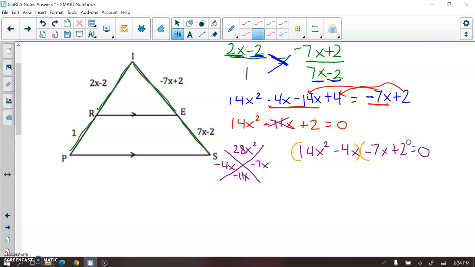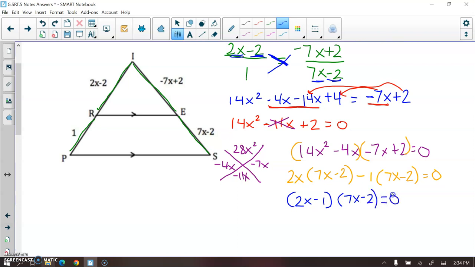Using grouping, and then factoring out the GCF. My GCF out of my first two is a 2x. I'm left with a 7x minus a 2. I would need to factor out a minus 1 out of my next two to be left with a 7x minus 2. So one of my binomials is a 2x minus 1. My other is a 7x minus 2. Setting them both equal to 0 and solving for x, I would get x is 1/2 or x is 2/7. But we need to check to make sure that these are realistic within our work.